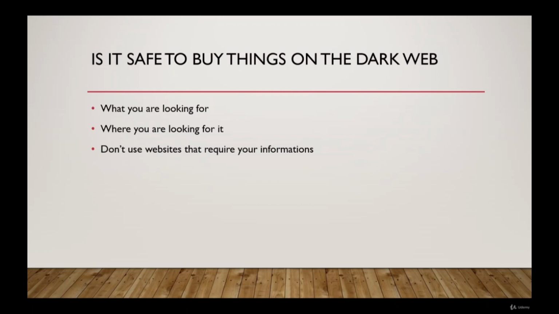Once again, if you're looking, let's say, for some electronic stuff or some things that exist on the surface web and you want to buy them simply anonymously on the deep web, it's possible. There are marketplaces for this. Then you want to find out those marketplaces. We will look at some of them in our next class.